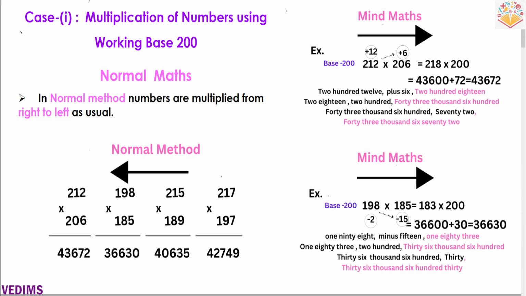Let us see the next example. 198 into 185. 198 is a deficit of 200 by minus 2. 185 is a deficit of 200 by minus 15. Therefore, they are written in the circles below. Now cross subtract: 198 minus 15 is 183. Multiply with the base 200, you get 36,600. Now multiply the deficit numbers, minus 2 into minus 15 is 30. The answer will be 36,630.